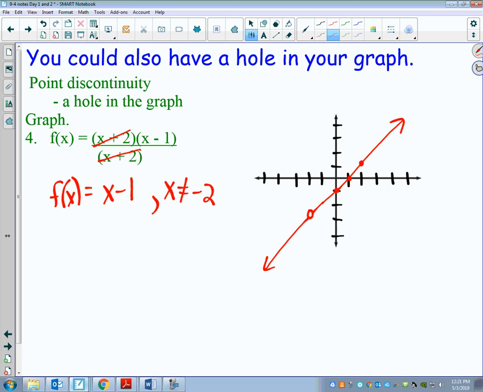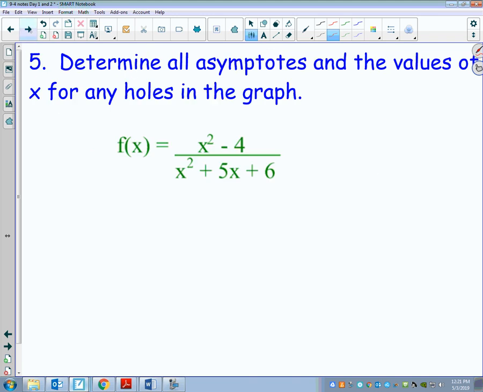So how do you tell the difference between a discontinuity as a point or a hole in your graph versus an asymptote? It's all about whether it cancels out or not. If it cancels out, it's a hole. If it doesn't cancel out, it's an asymptote. So look at this one. It says determine all asymptotes and the values of x for any holes in the graph.